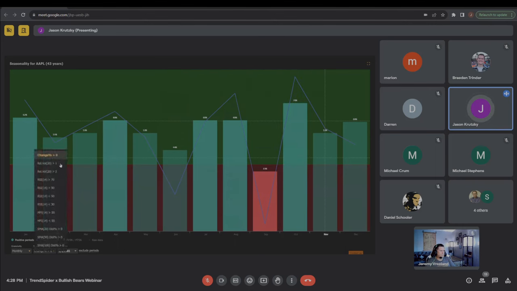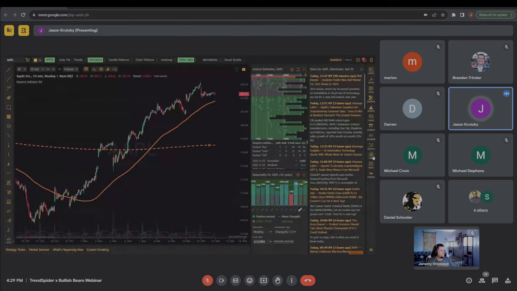You can break it down by volume, relative volume, above average and 2x above average. You can break it down by how much time is spent above or below these RSI levels, these money flow index levels, above or below these important simple moving averages. Lots of ways that you can utilize seasonality to aid in your analysis.